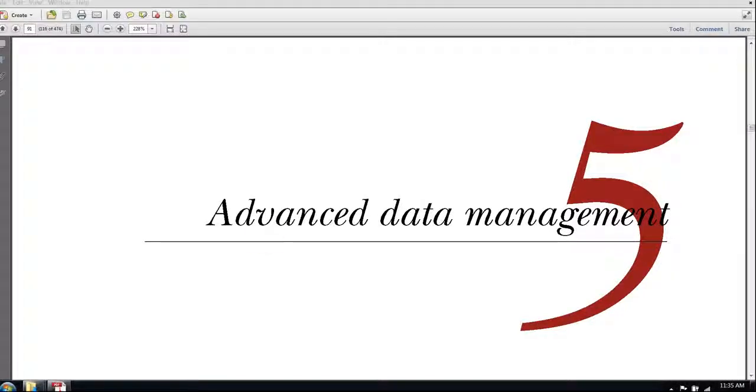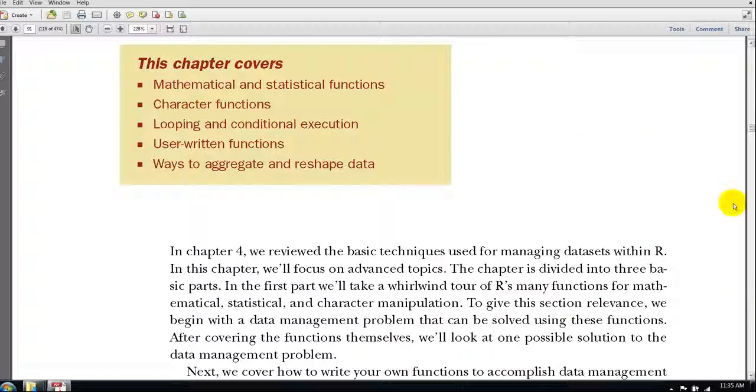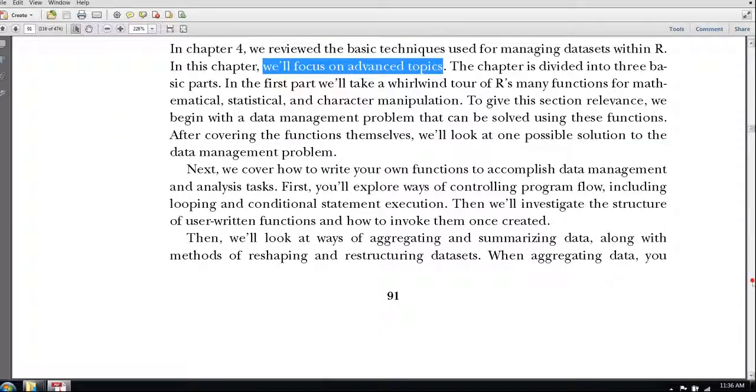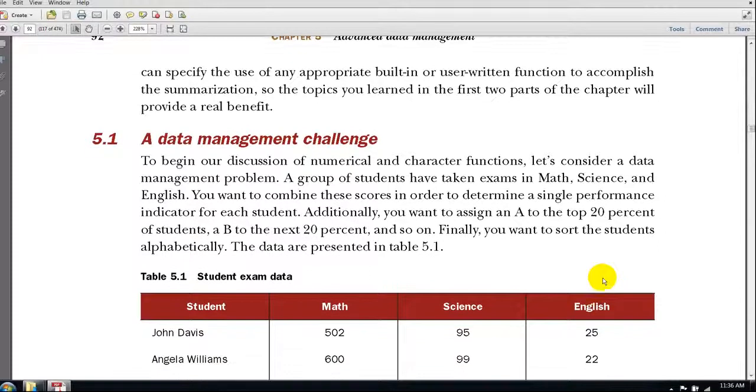Okay, this is R in Action, the book R in Action, and this is chapter 5. It's the last chapter we're going to cover, I think. He says we reviewed in chapter 4 the basic techniques for managing data sets within R. In this chapter we'll focus on advanced topics. Okay, so he's going to talk about database here.